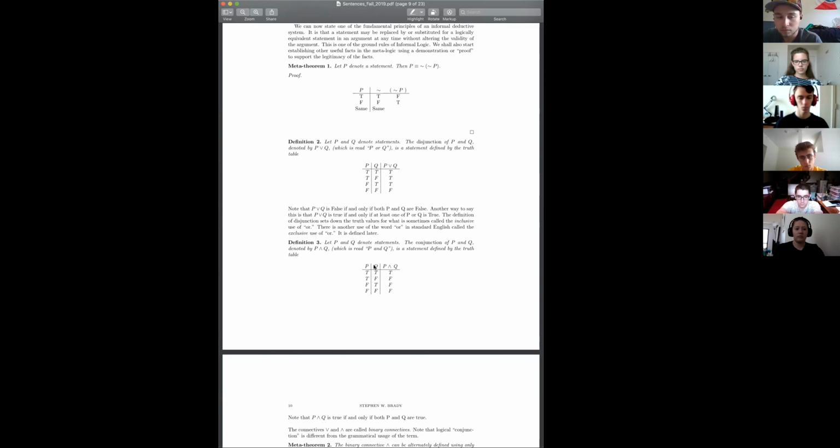So the truth table for and is a wedge like this. This means P and Q, if you see that. This means P or Q, same kind of a wedge, but upside down.